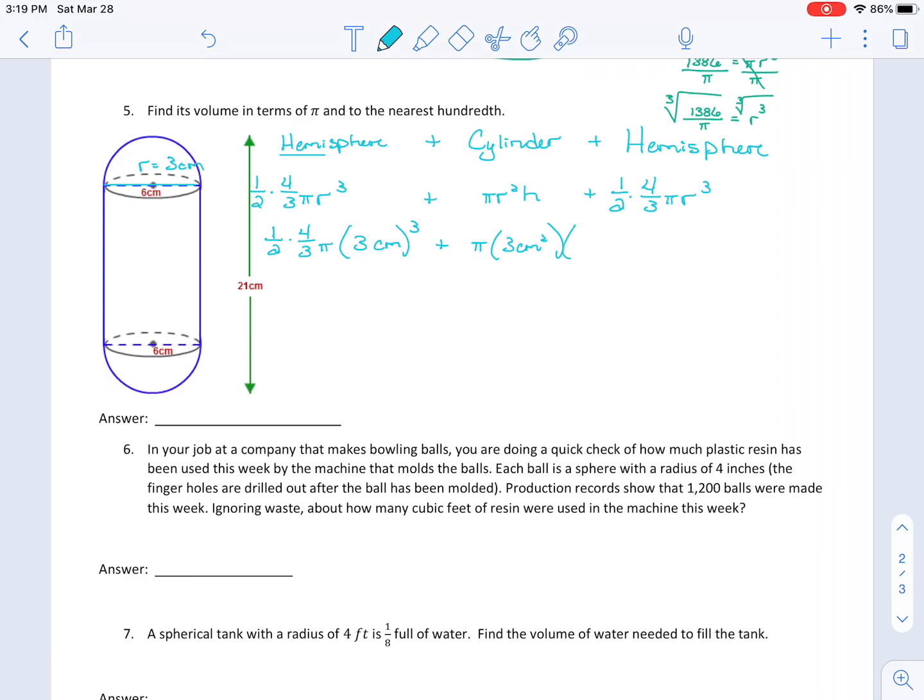But I will need the height. Be careful with this one. I want the height of the cylinder. 21 is not the height of the cylinder. 21 starts at the very end of the hemisphere and goes to the very other end, which is not what the cylinder is. So what I need to think is, okay, I need to chop off this much of it.